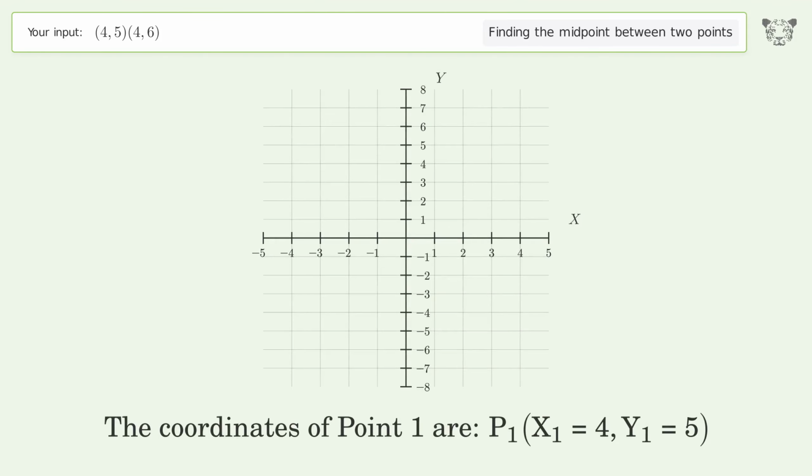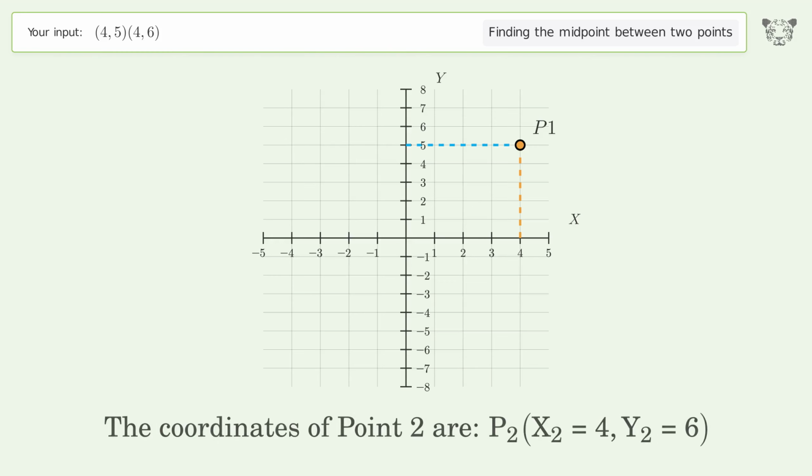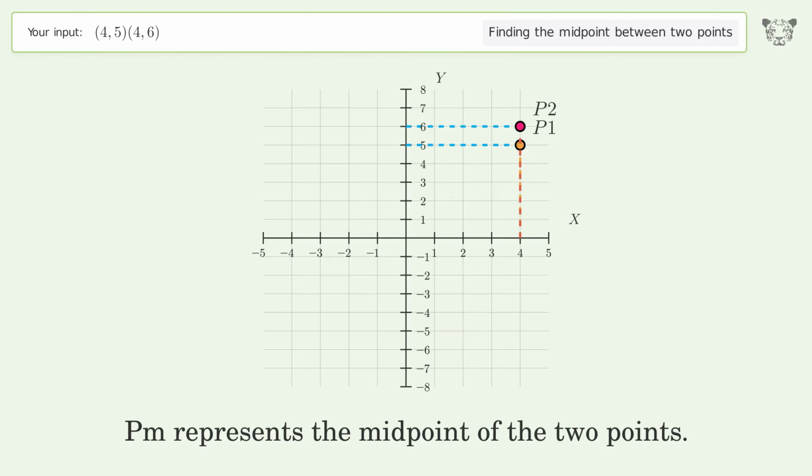The coordinates of point 1 are x1 equals 4, y1 equals 5. The coordinates of point 2 are x2 equals 4, y2 equals 6. PM represents the midpoint of the 2 points.